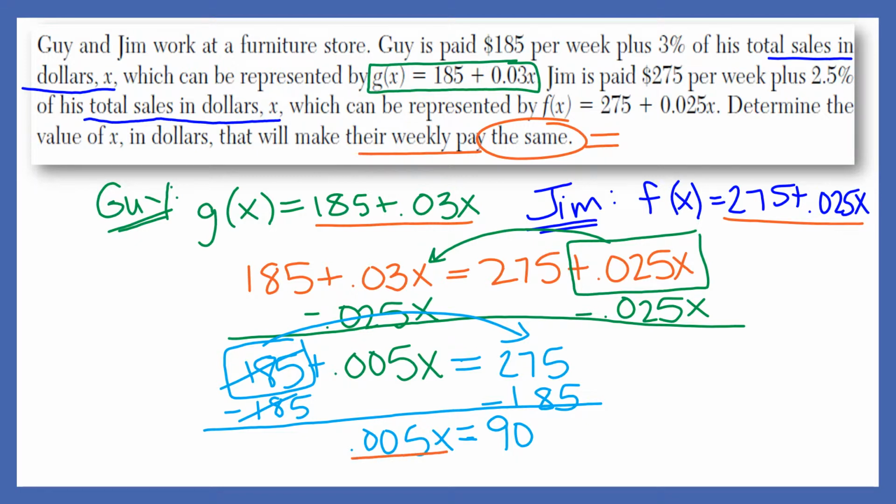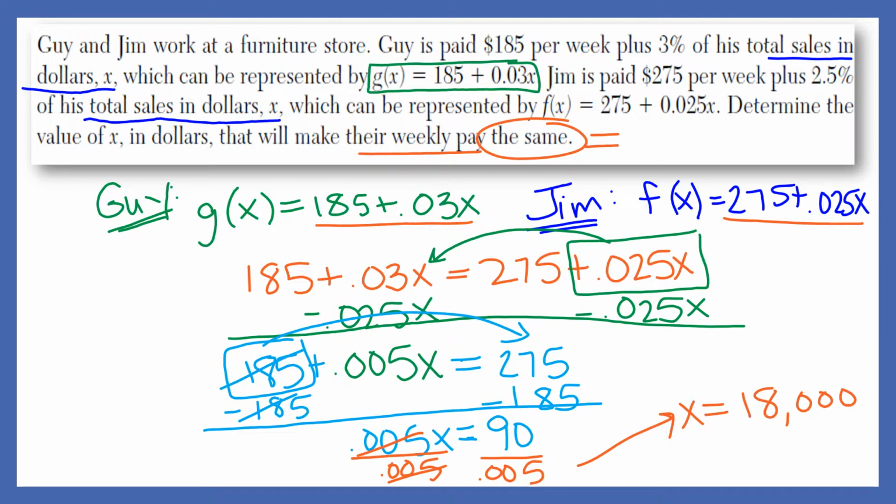My last step, if you look here, this is 0.005 times x. I do the opposite, which means I divide. Cancel, cancel. 90 divided by 0.005 gives me 18,000. It's a big number here.